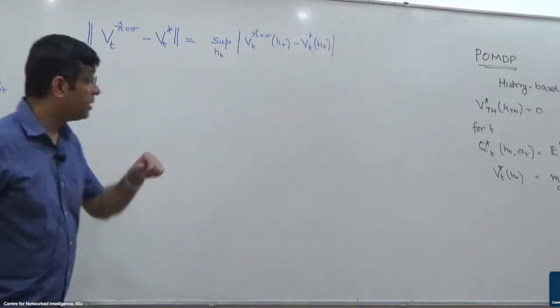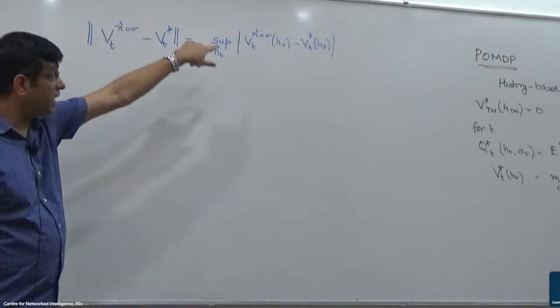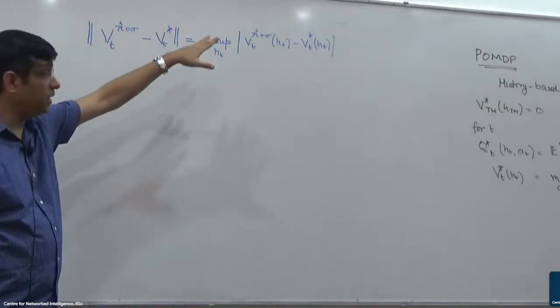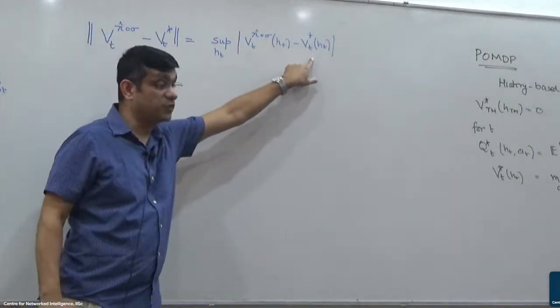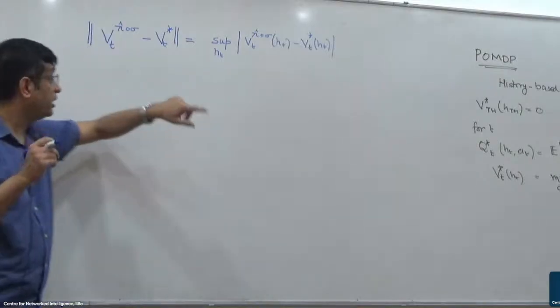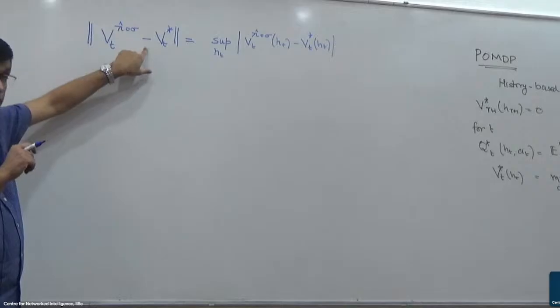Okay. Remember, this gives me a policy which is history based. So I can go back to my history based DP, and I can do policy evaluation for that. And I'm saying what is the difference between these two at any values of history, and that's what I mean by the definition of sup now. So the sup is over all histories.